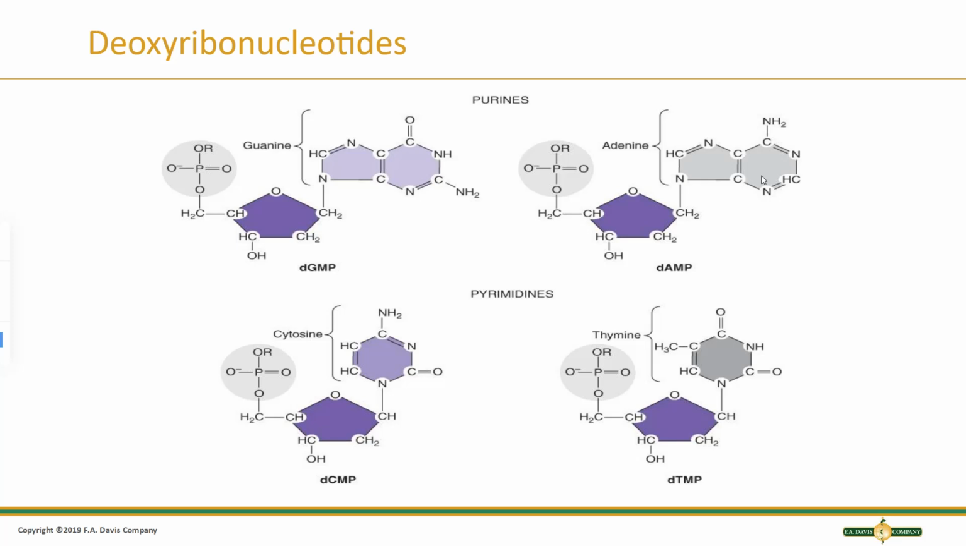Now you do need to know which ones are purines and which ones are pyrimidines. The way that you can distinguish these easier is cytosine and thymine both have the letter Y in them, and so does pyrimidine. So that's how I keep that straight in my mind.